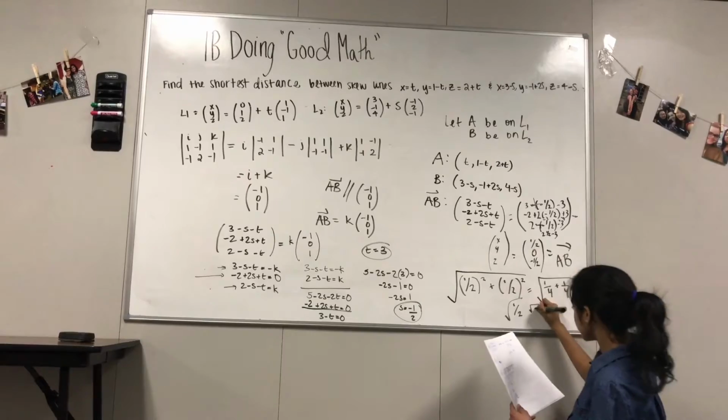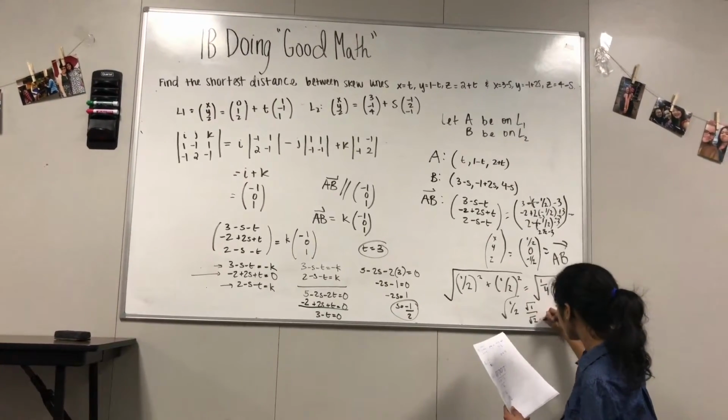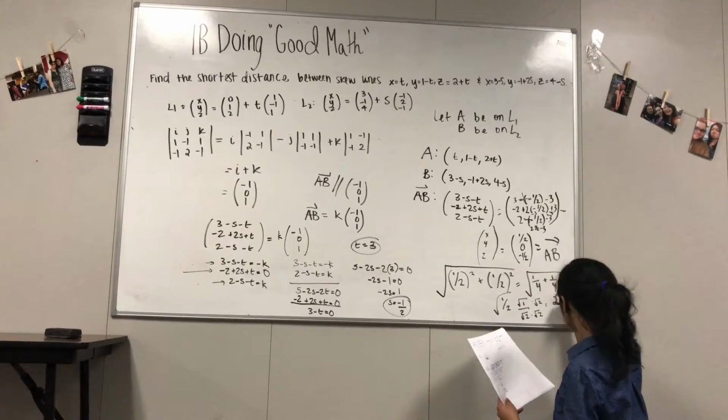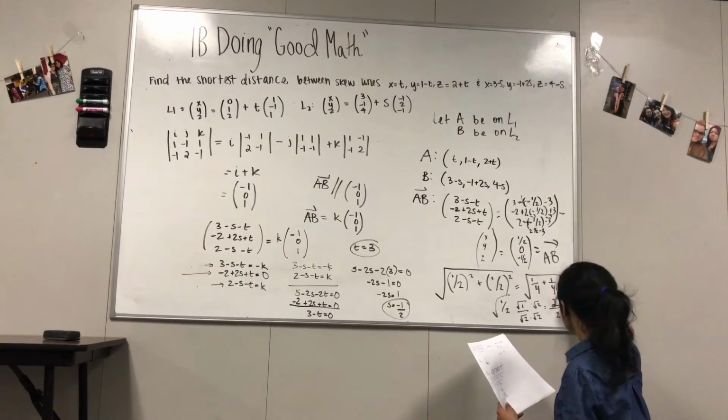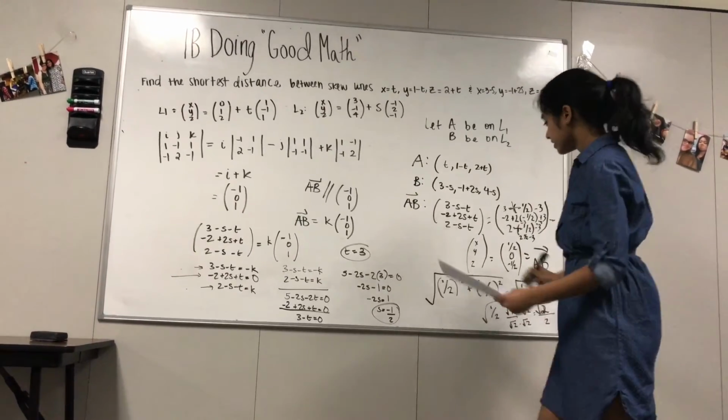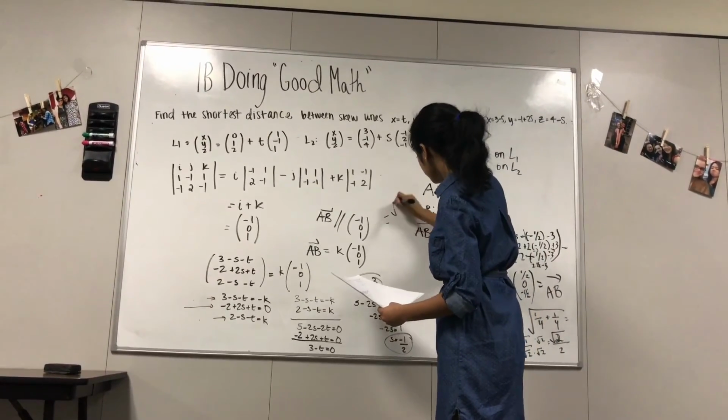So what I can do is simplify this so that I can get rid of my radical in the denominator and rationalize it. So I have root 2 over 2. So then our final answer is going to be root 2 over 2.